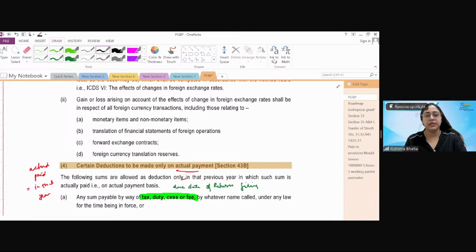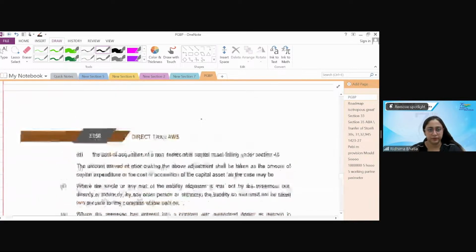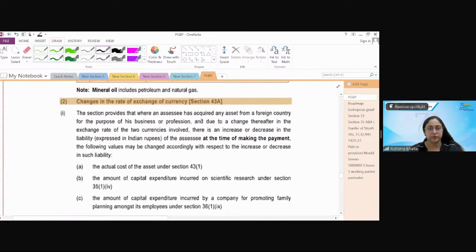Now, both of these particular sections are in relation to your foreign exchange fluctuations. There is no other problem here, though we have ICDS also in relation to it. But more or less, these particular sections are on the same line. The foreign exchange fluctuations come only when you have any foreign exchange type of payment, and there can be two types. One is in relation to your capital asset, and one is in relation to your revenue expenditures, right?